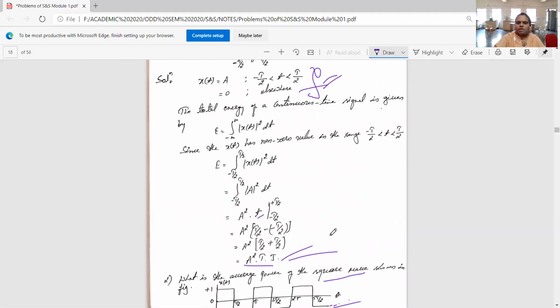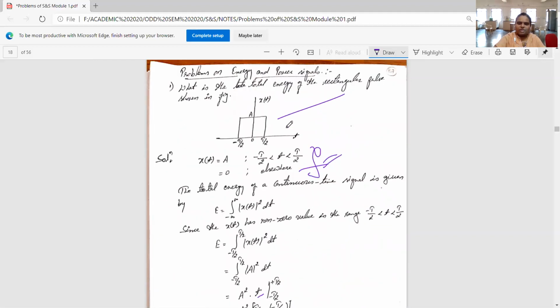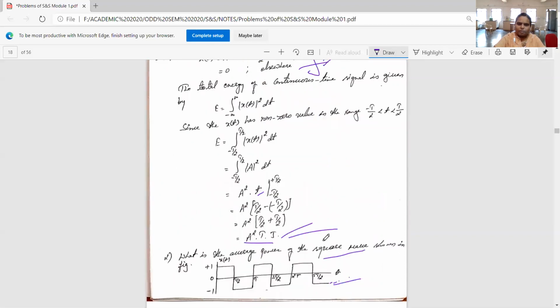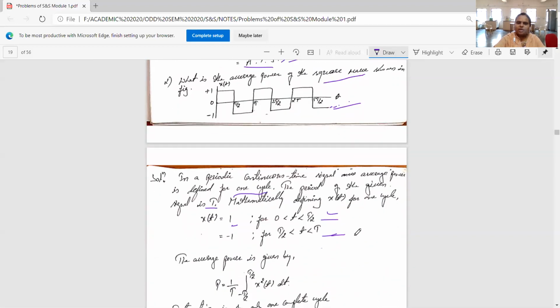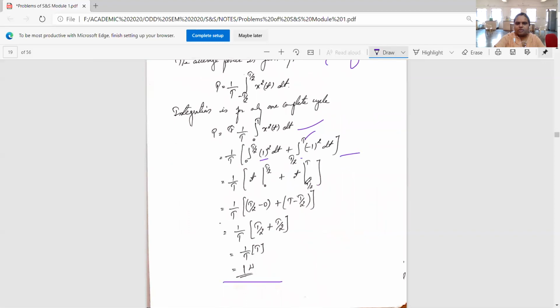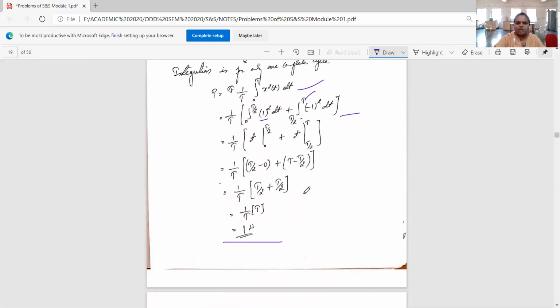Okay, this is about the problems based on energy and power signals. Both are important. Both are asked in the exam for 6 marks, or 8 marks, depending on the question paper. Today we'll stop the session. Next we will continue in the next class.